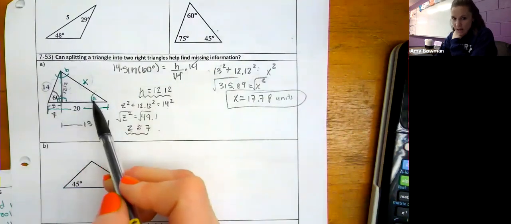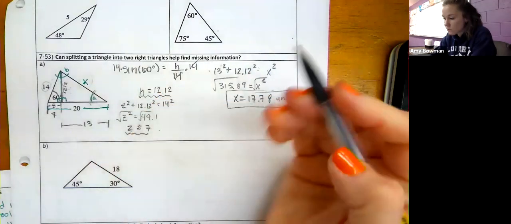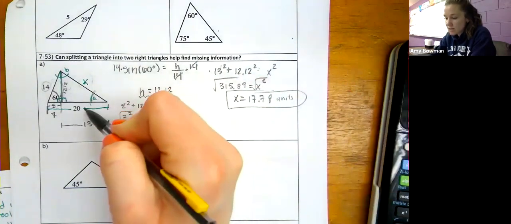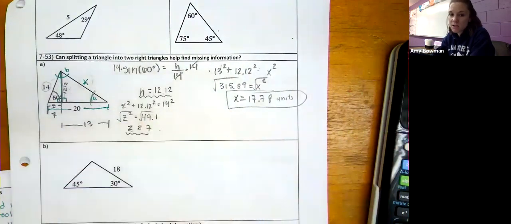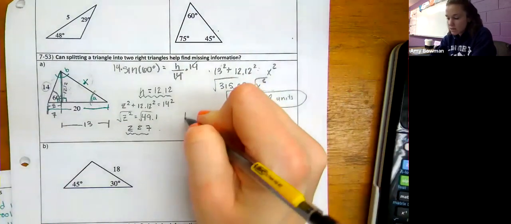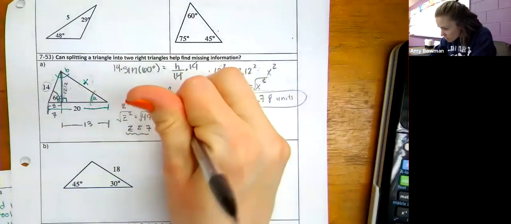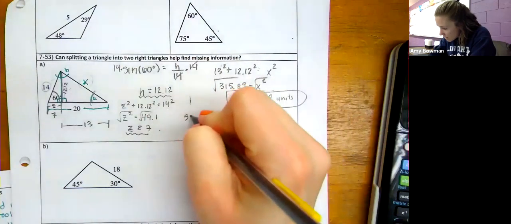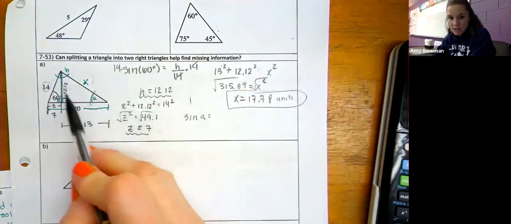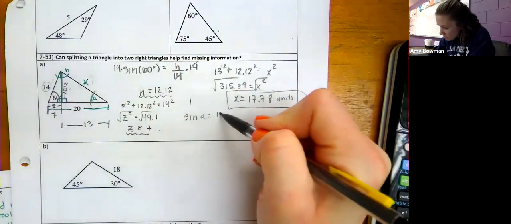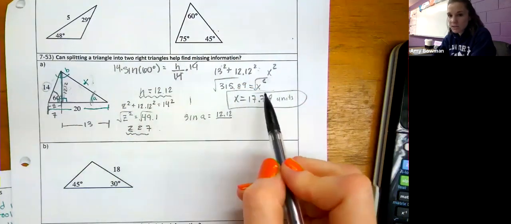A is an angle in this smaller right-hand side right triangle. That's why I chose to do A first, because now that I found X, I have the hypotenuse and I have the opposite side. So I can use any of my three trig ratios. It doesn't matter, I'll just use sine. Remember, sine is opposite over hypotenuse. So the sine of A is opposite 12.12 over hypotenuse X, 17.78.